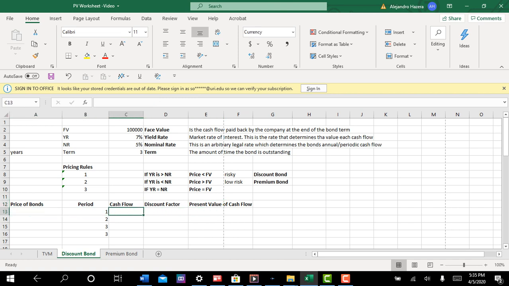Okay, so let's say that we issue a bond, which means we're borrowing money. What that's going to lead to is we're going to have 3 cash flows. And the first cash flow is we're going to take the nominal rate and multiply that times the face value. Okay, so the cash flow for the first year is $5,000. Okay, and so we're going to pay $5,000. Now basically the cash flows will stay the same for years 2 and 3.